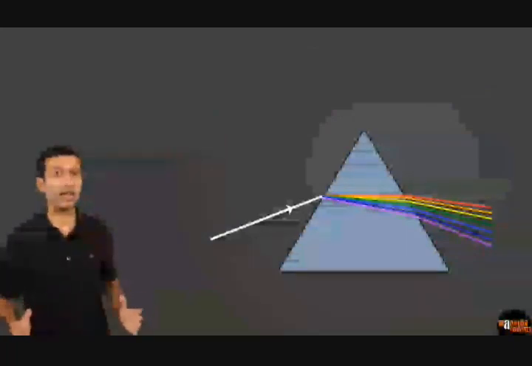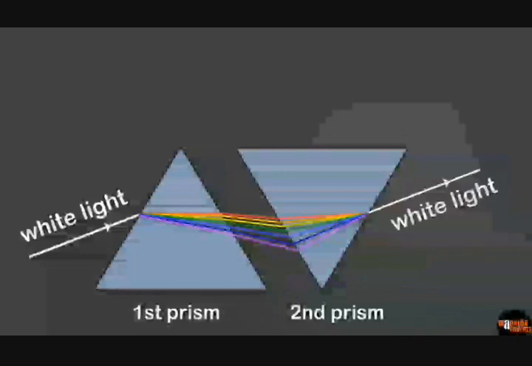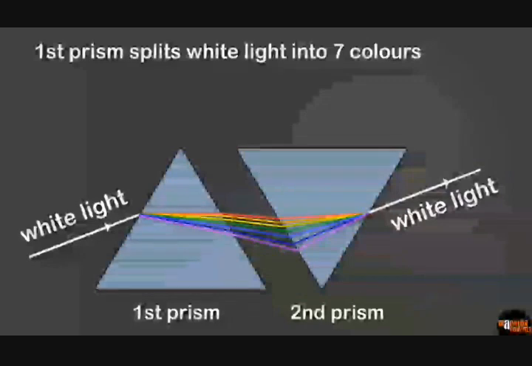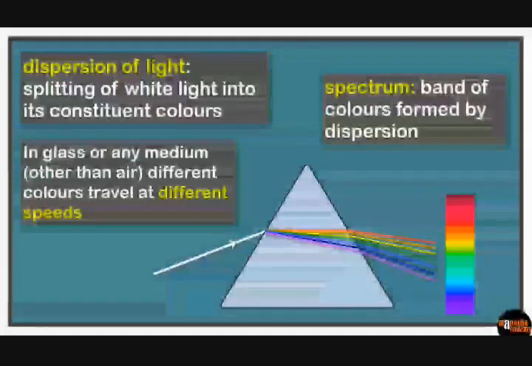As we saw, our glass prism splits the white light into 7 different colors. Now what do you think is going to happen if we place a second prism, but inverted, after the first one? That's right, we are going to get back white light again. So these 2 prisms are showing that white light contains 7 colors. The first one is splitting the white light into 7 colors, and the second prism recombines the 7 different colors back to white light. Let's place the concepts we have learned so far on our concept board.